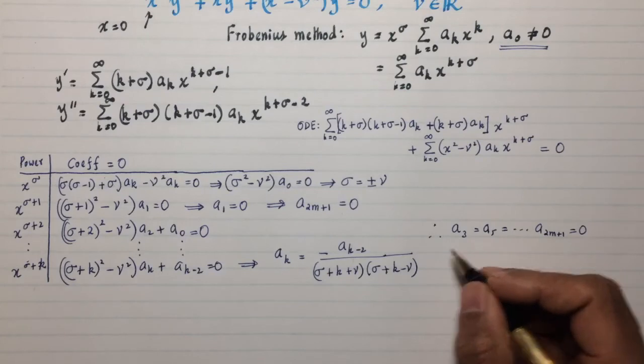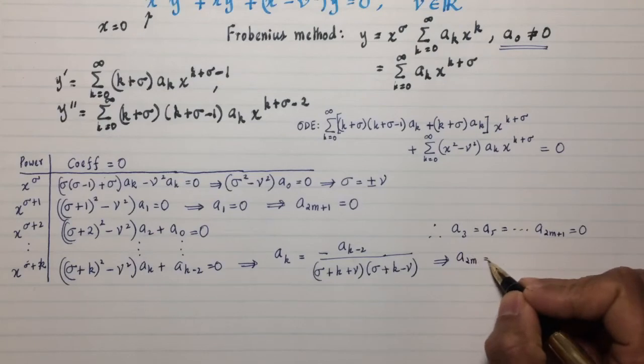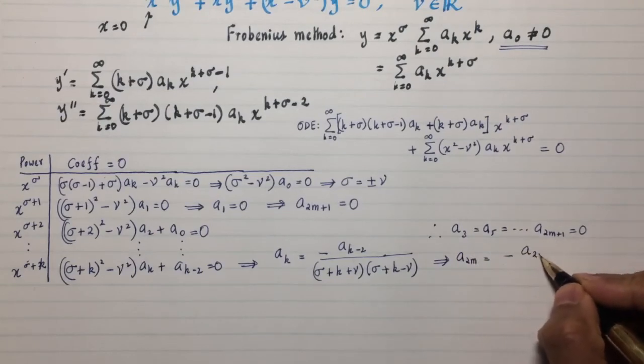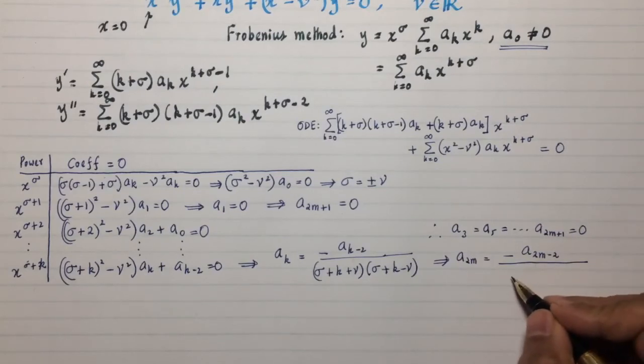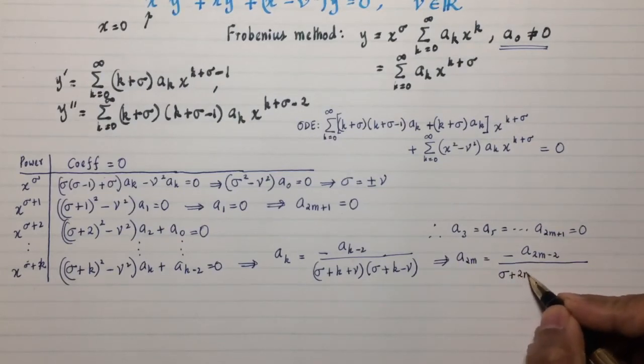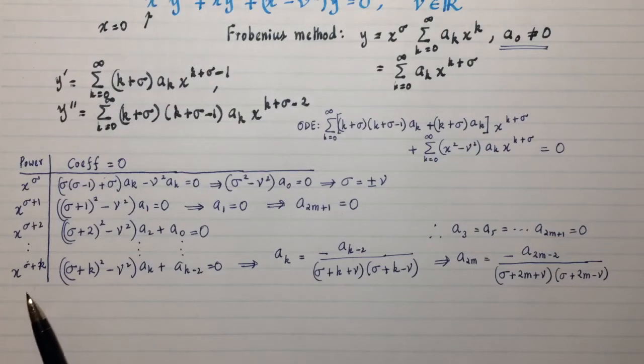The other thing you'll notice is that for even integers, this gives me a2m equals negative a2m minus 2, because any even integer can be written as 2m, divided by sigma plus 2m plus nu times sigma plus 2m minus nu. And that's really it. We have solved the problem completely. Now the only thing is, this is not how the literature reports this solution. They give it in a slightly different fashion.